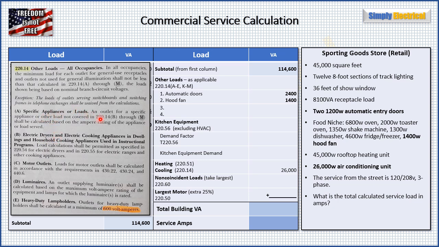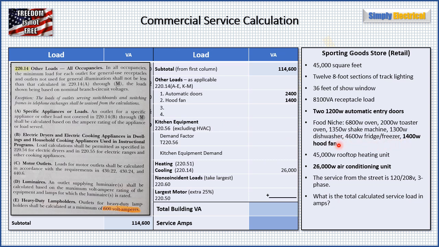We do have a couple of those, or a few of them. We have two 1200 watt automatic doors. So these don't fall under any other category, so we got to put them here. And we have two automatic doors, 2400 VA, because we have two of them at 1200. And then we also have a 1400 watt hood fan. So we got to put that in here. And we'll talk about that in just a second when we get to kitchen equipment, why we're not including it in the kitchen equipment.